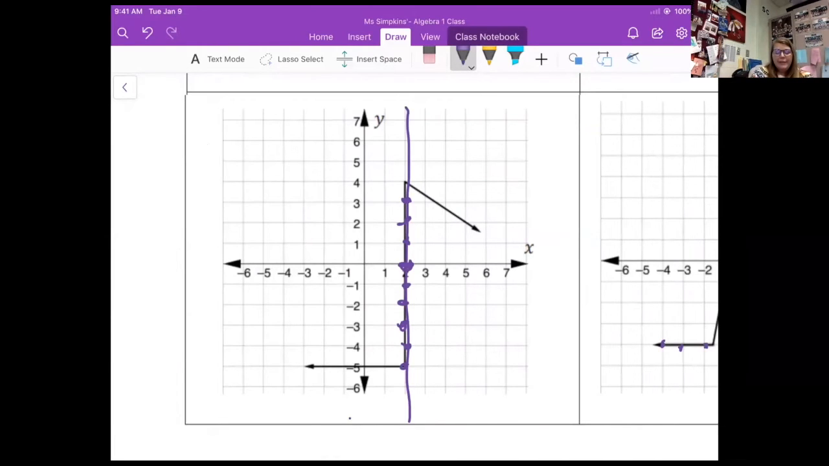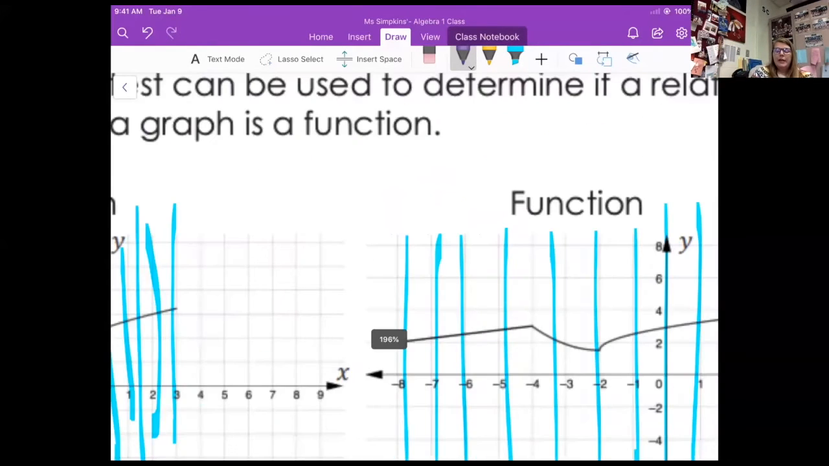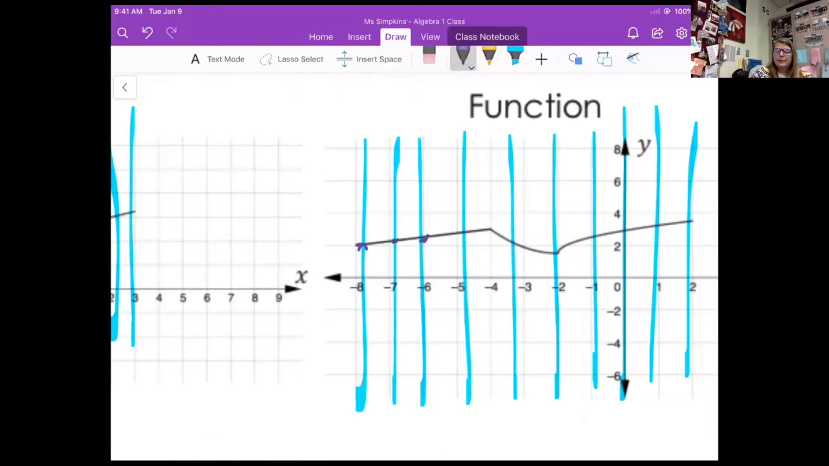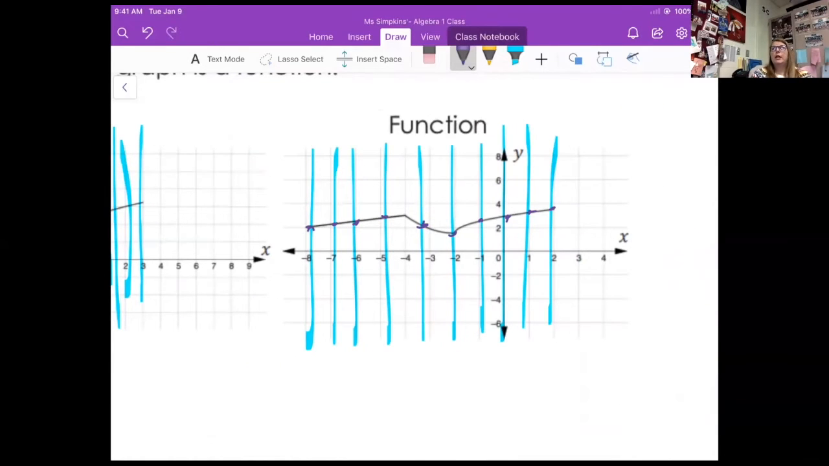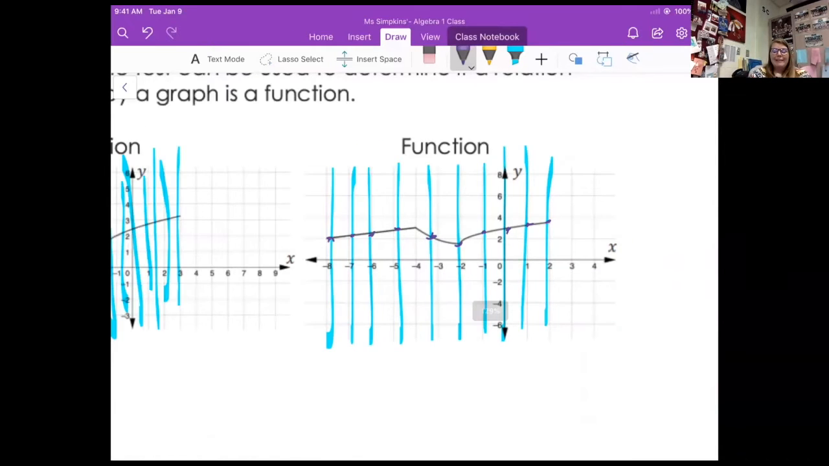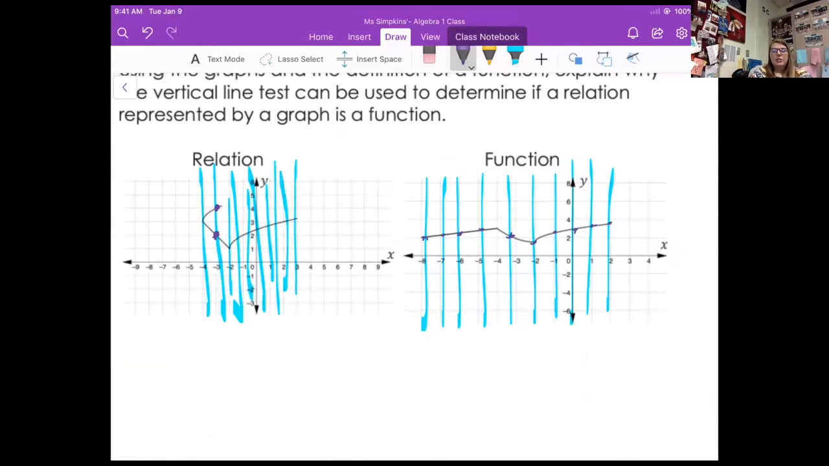You are only allowed to be touching one piece of this graph at the same time for it to be considered a function. And I don't want you to get confused. It only counts for vertical. I don't care about horizontal. Horizontal means nothing to me. I care about vertical lines only. And you'll notice in the one that is a function, I'm only touching that curve at one point at a time as I draw my vertical lines.